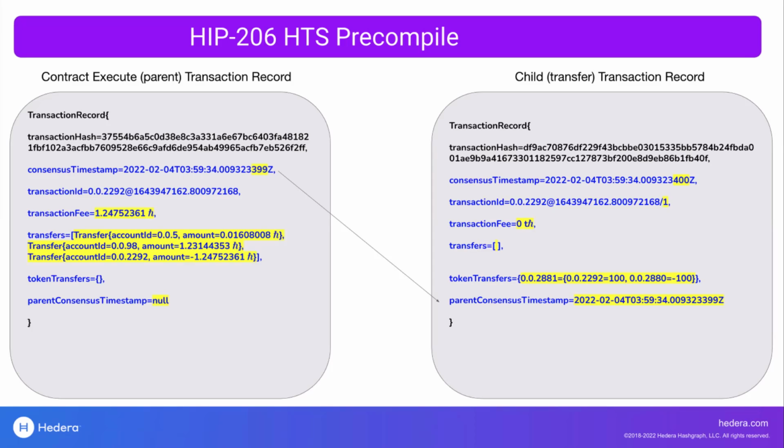Because the child transfer transaction transferred tokens from one account to another account, you will see the token transfers list populated there. And that just represents the transfer that this token transfer transaction made. And then the last thing, in the child transfer record, you will see the parent consensus timestamp that is populated. This field is only populated for every child transaction. And this is so there's a way you can map the child transaction record back to the parent.